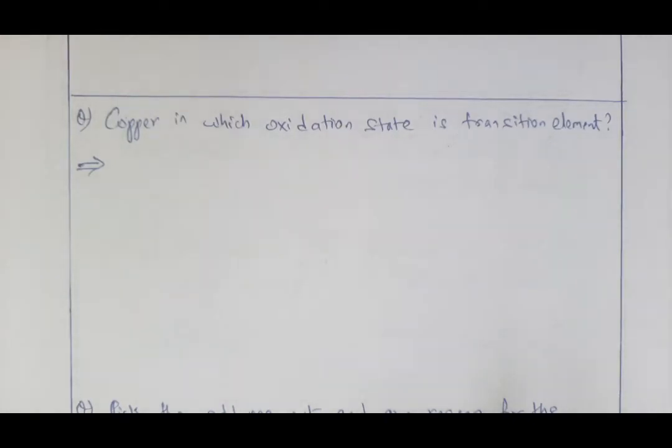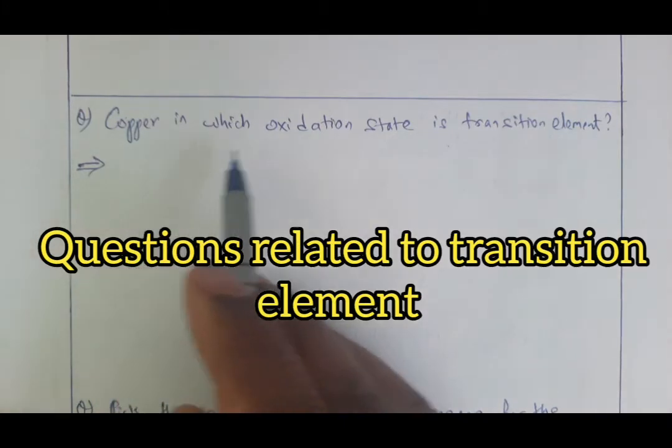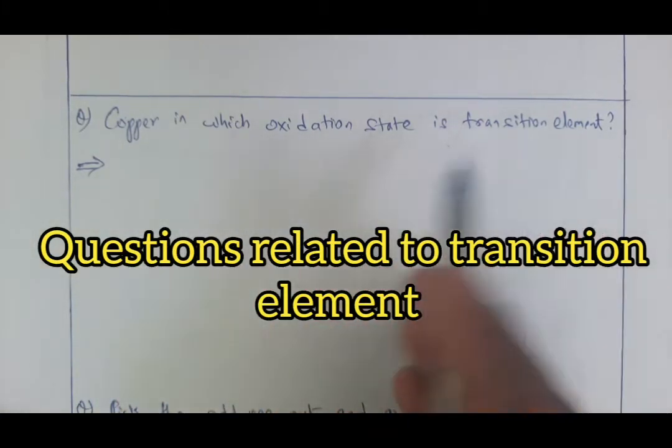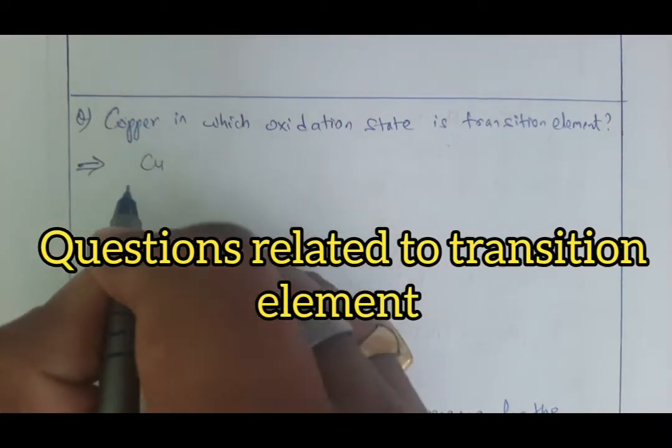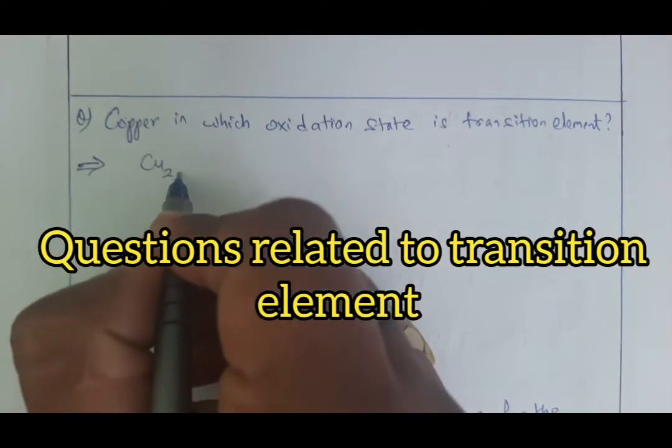Hello students, now we're going to see some more questions related to transition elements. The question is: copper in which oxidation state is a transition element? Suppose this question comes, you have to do the rough work. So the symbol of copper is Cu. Atomic number you should remember, it's 29.